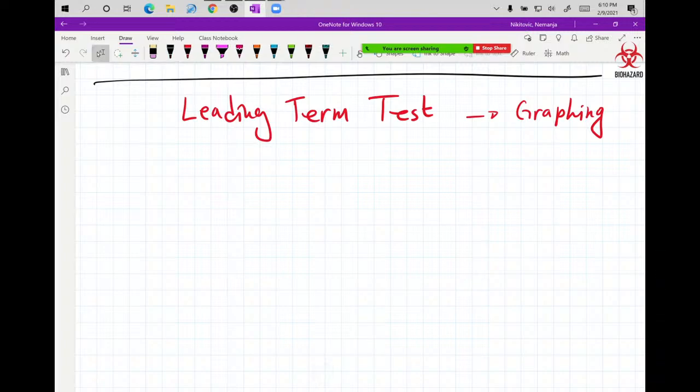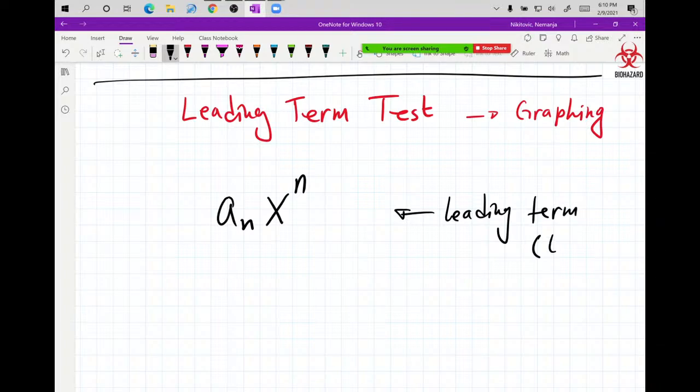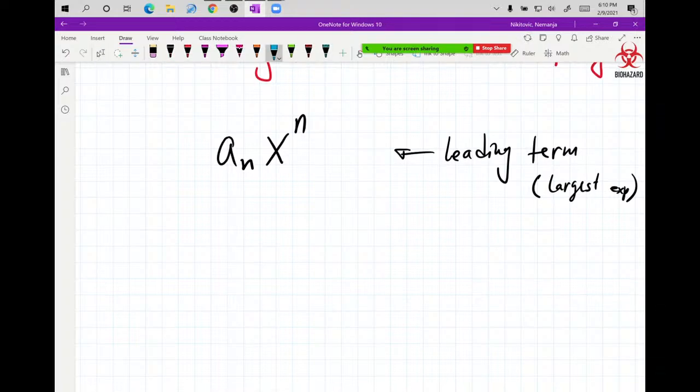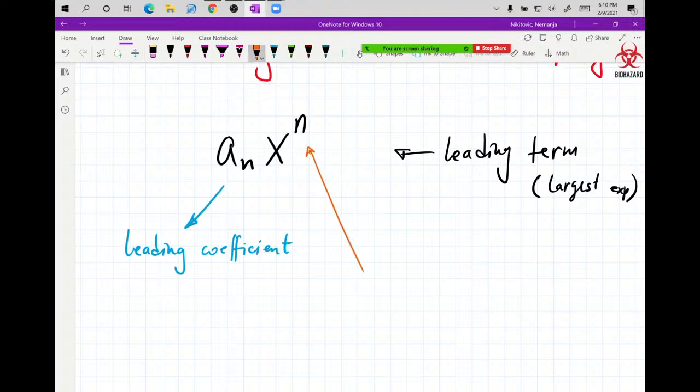So the good old friend, a x to the n, which we called the leading term. Remember, largest exponent. It has these two features: this leading coefficient, and it also has this exponent.